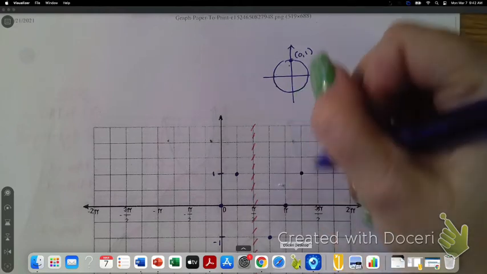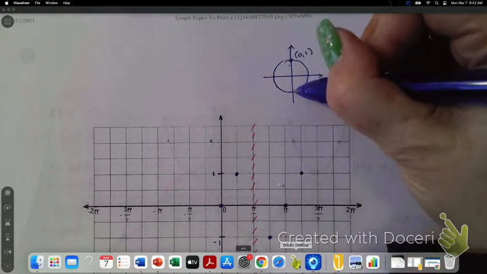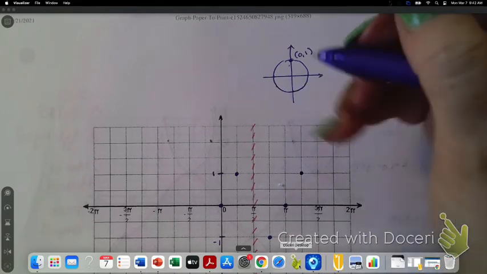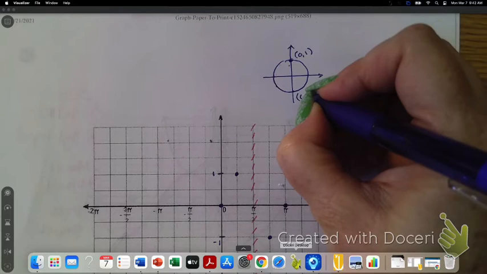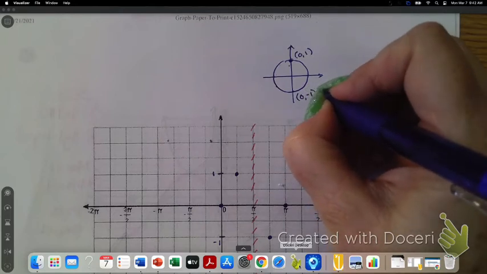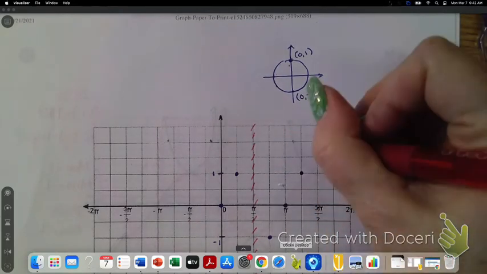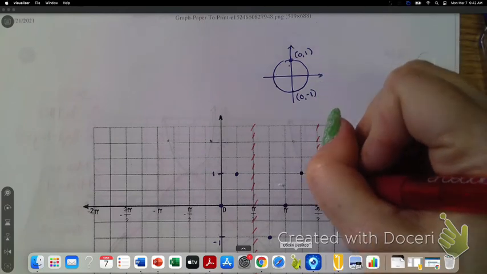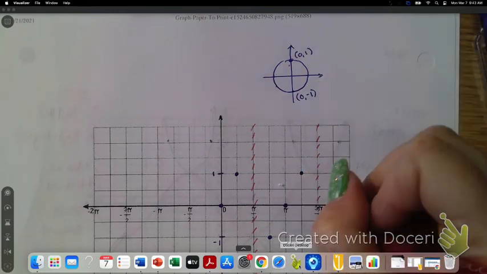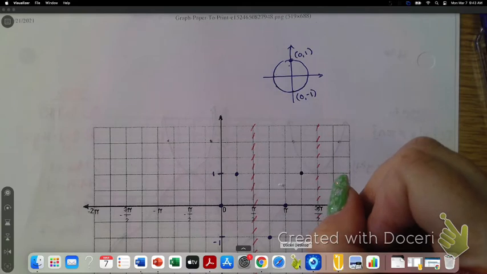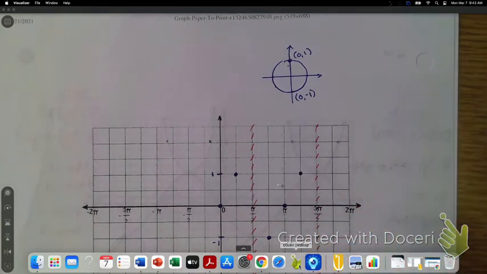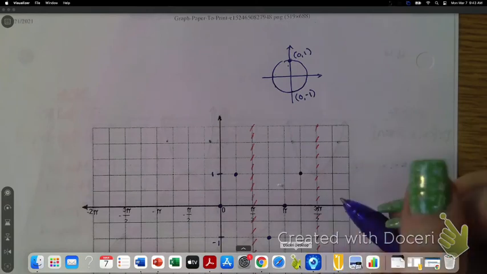3 pi over 2 down here. What's tangent? It would be undefined. It'd be undefined because that point is what? 0, negative 1. Yeah. So undefined is a what? It's an asymptote. Asymptote. Okay, you guys are weird.